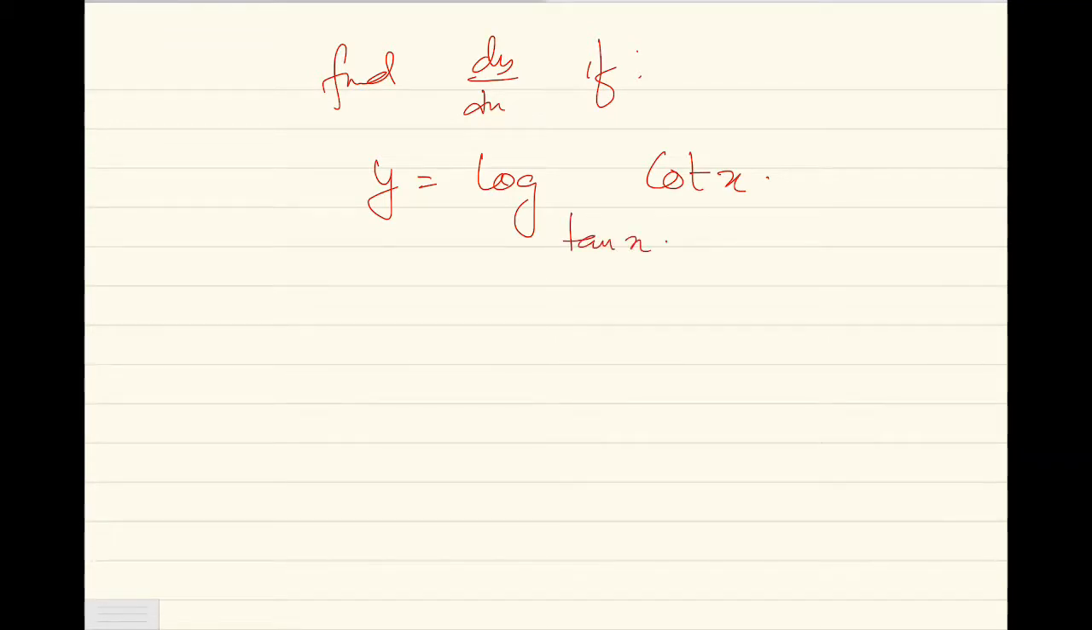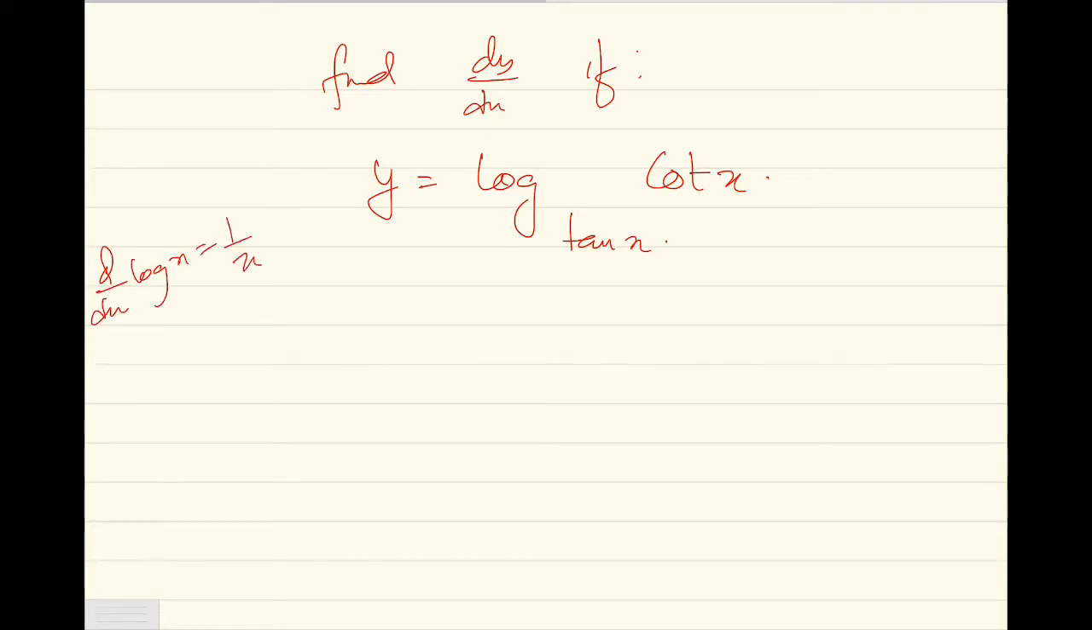The sum is like this. Find dy by dx if y equals log of cot x to the base tan x. Correct? So this is the sum that we have to differentiate. How would you differentiate? I cannot differentiate this until I change the base, because the d by dx of log x formula is how much, everyone?